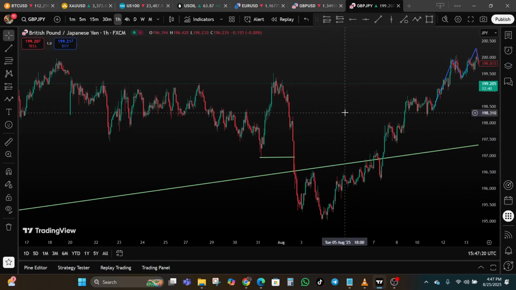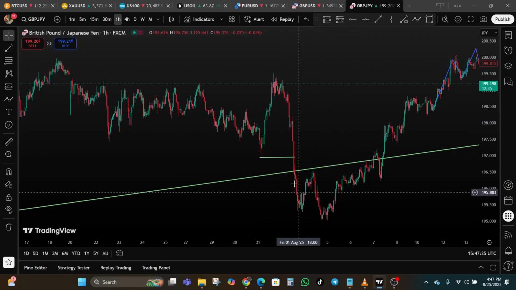The second step is to watch for displacement. A real change of character is usually followed by a strong displacement move. That's a clear, aggressive push in the new direction. So if the break of structure is weak, slow, or choppy, it's often a fake. So that's another way to identify a possible fake change of character. These are just some things to be looking out for.